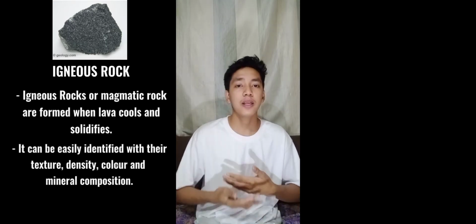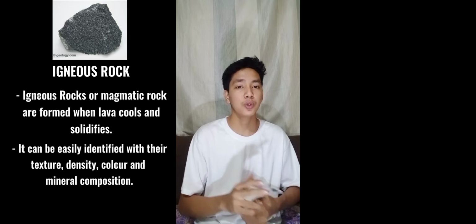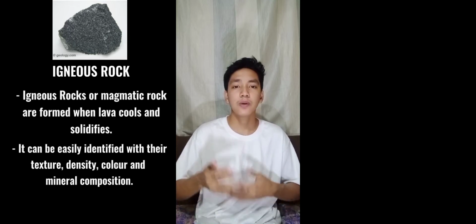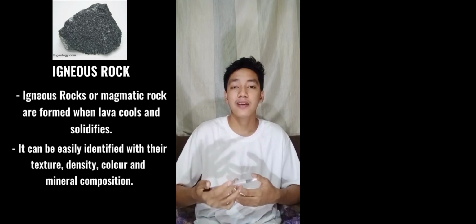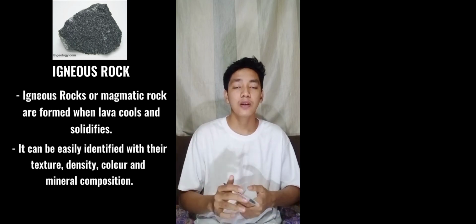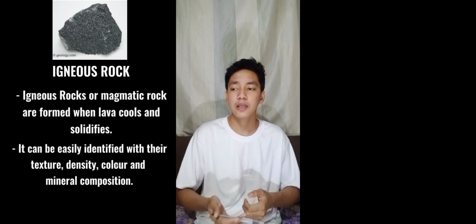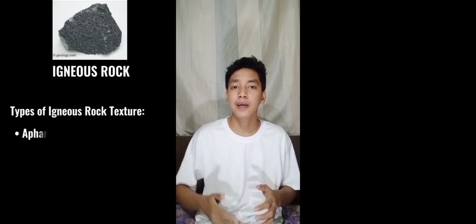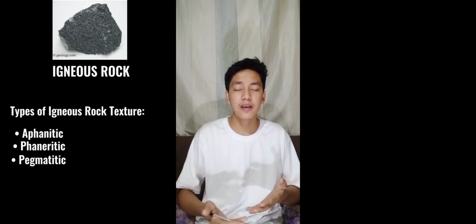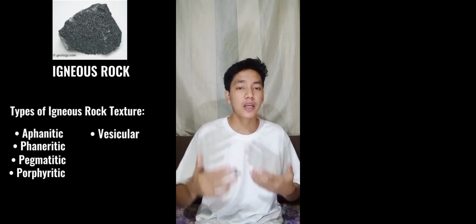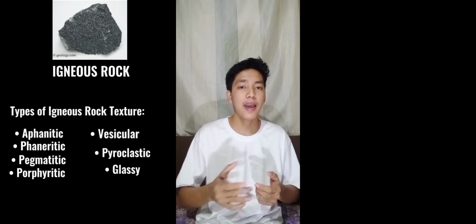They can be easily identified by their texture, density, color, and mineral compositions. When we say texture, this is a description of rocks in terms of their sizes, shapes, and arrangement. Types of igneous rock texture include aphanitic, phaneritic, pegmatitic, porphyritic, vesicular, pyroclastic, and glassy.